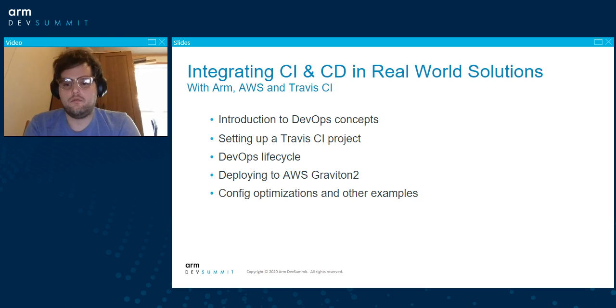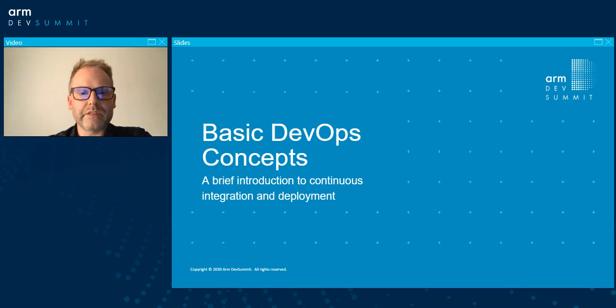Thank you, Paul. So I'm just going to go over a couple of things in this slide really quick. We're going to be doing introduction to DevOps concepts, setting up a Travis CI project, the DevOps lifecycle, deploying to AWS Graviton2, and config optimizations and other examples to help you get running. Here's Paul to take you through the basics of DevOps.